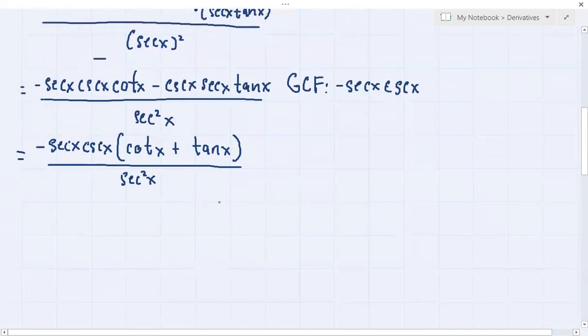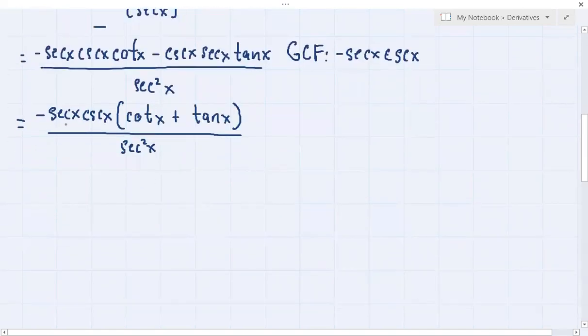So, pwede pa tayo mag-simplify pa. Dito, meron tayong secant x sa taas at secant sa baba. So, pwede natin siyang i-simplify. Ang mangyari dyan, kung mag-simplify nyo, mawawala ito, at ito, mababawasan ng isang exponent. Bakit? How is that even possible?